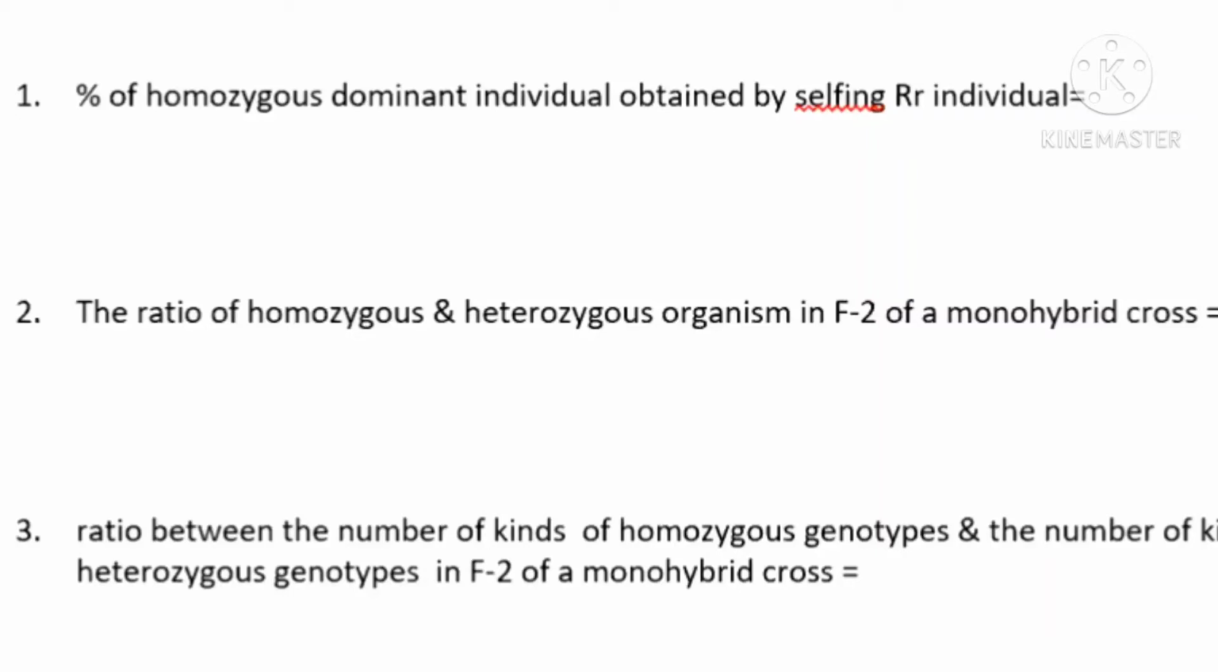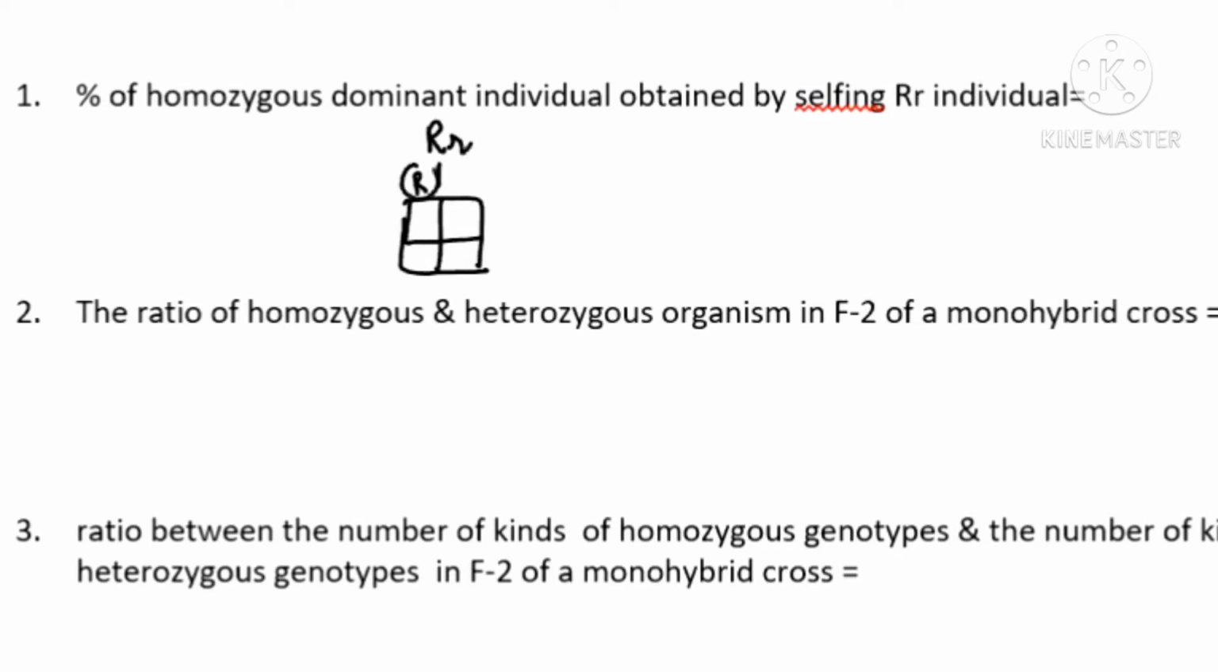In this video we are going to solve a few questions based on the Mendel monohybrid as well as dihybrid cross. So the first question is: what is the percentage of homozygous dominant individuals obtained by selfing a heterozygous individual? You know very well that when selfing is done, you can make a Punnett square. You can solve it this way.